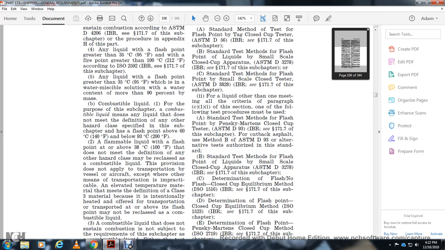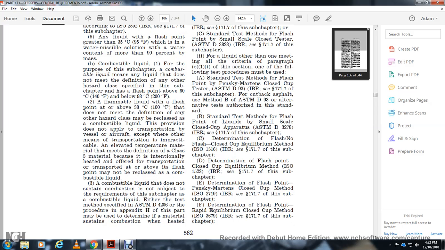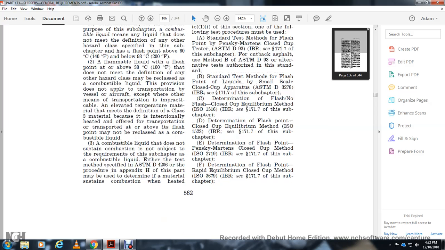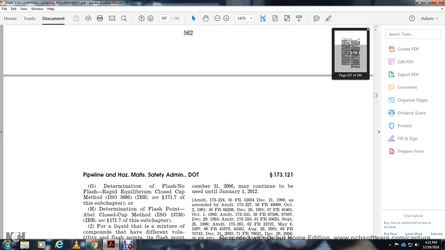Determine the flash point with the Pensky-Martens closed cup method. Determine the flash point with the rapid equilibrium closed cup method. Determine the flash point with the Abel closed cup method.